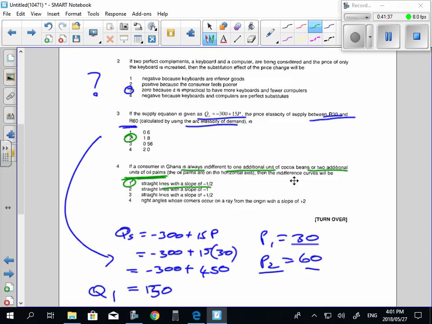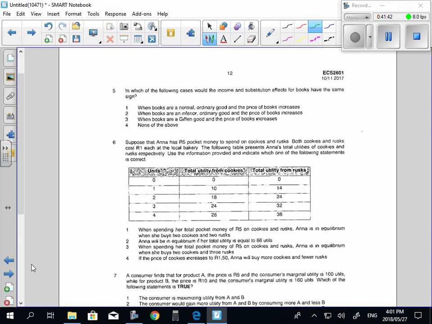Right, number 5. In the following cases, in which of the following cases would the income and substitution effects for books have the same sign? So remember, your income and substitution effects move in the same direction or work in the same direction for normal products. For inferior products, they work against each other or work in the opposite direction. So when books are normal goods and the price of books increases.